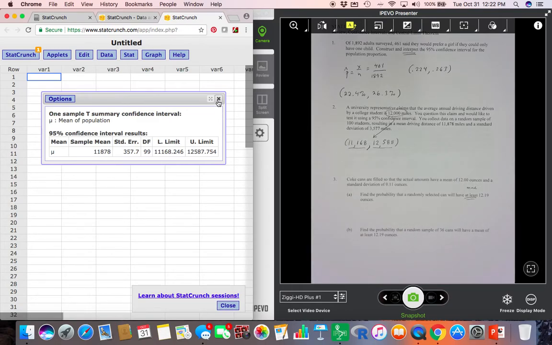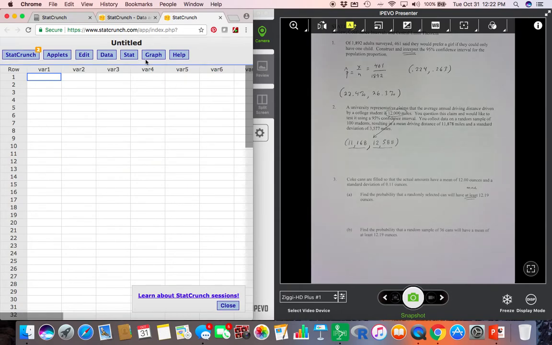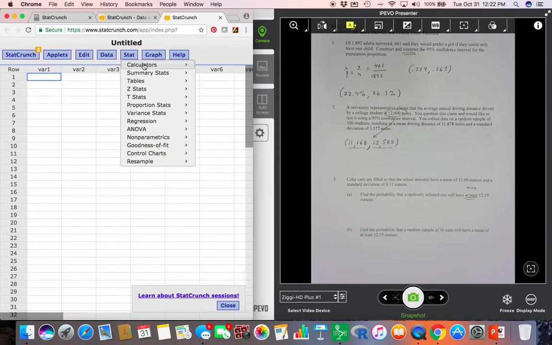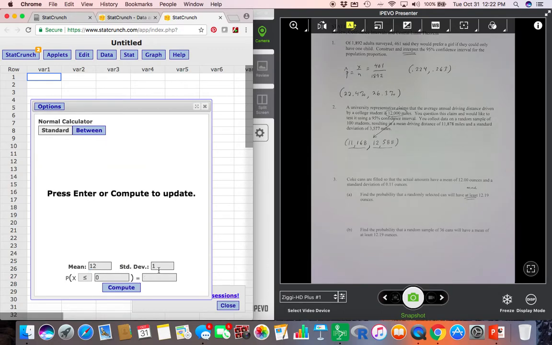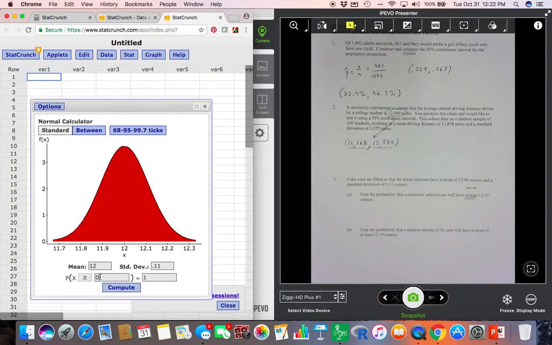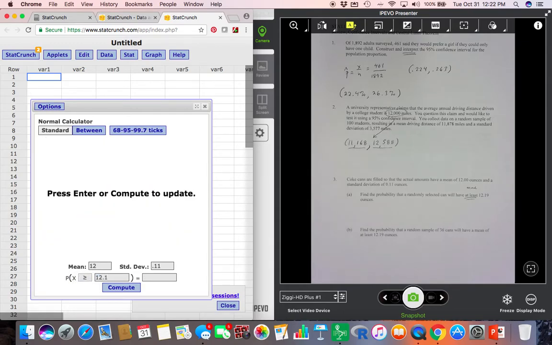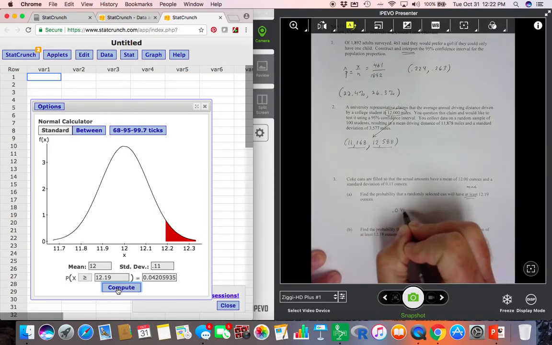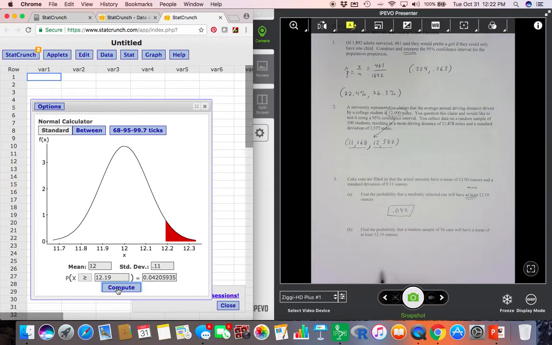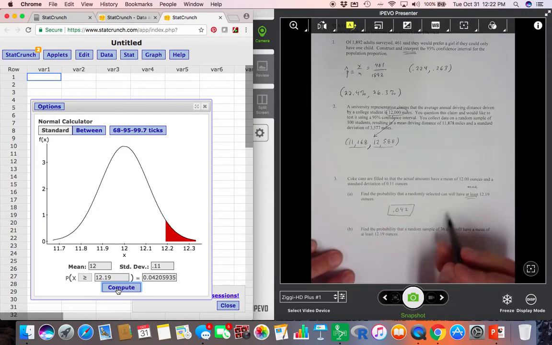Well, guys, you've got a calculator for this. So we need a normal calculator. So I think that's under Stat, Calculator, go to Normal. And we have a mean of 12 and a standard deviation of 0.11. So we want more than 12.19. Compute, so the probability is 0.042. Now, find the probability that a random sample of 36 cans.